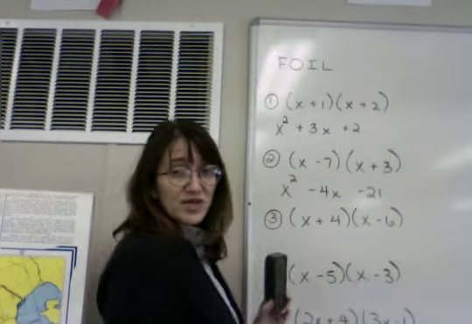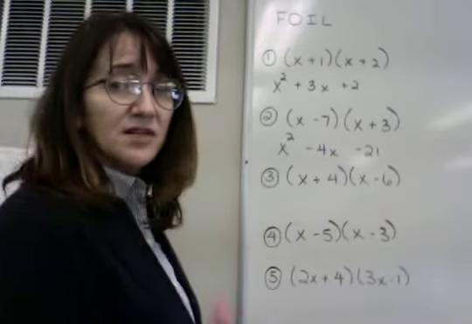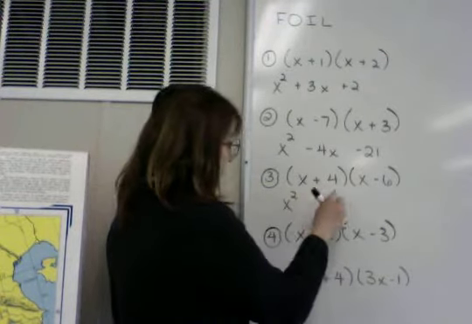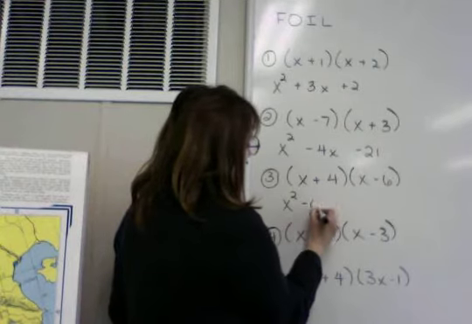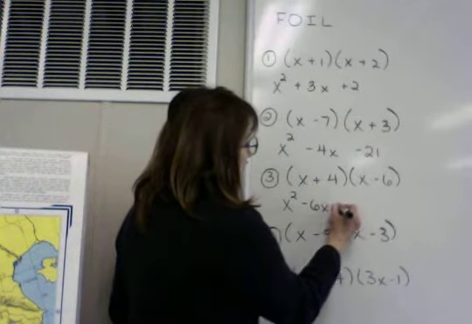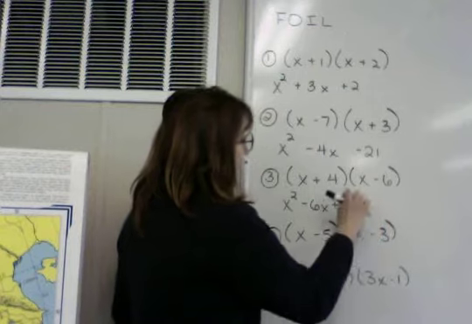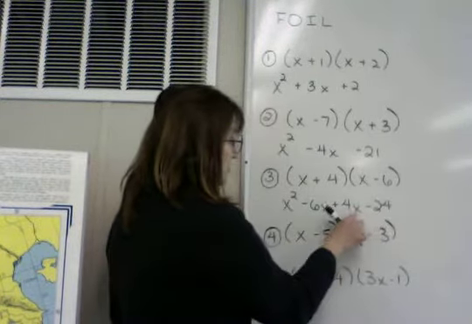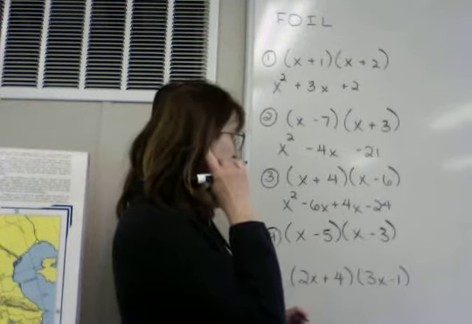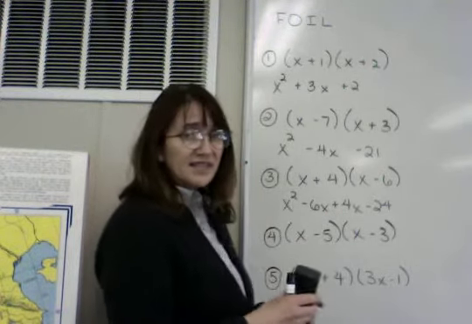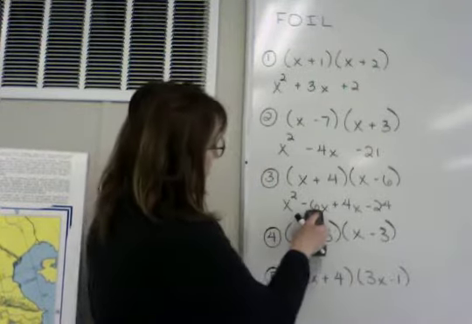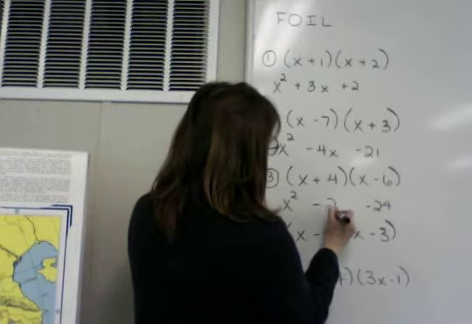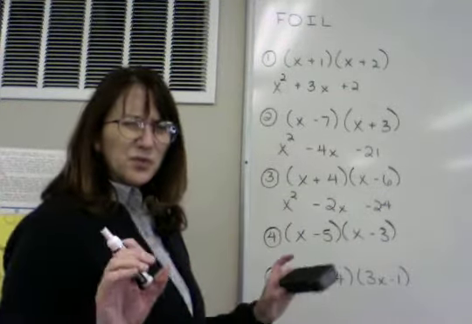Going to number 3, first term will become x squared. The outer terms becomes a negative 6x. The inner terms will be a plus 4x. The last terms will be a negative 24. I combine my like terms in the middle. Signs are not the same, so I'm going to take the sign of the larger absolute value number. If I subtract that, that's going to become a negative 2x. Remember doing this a little bit?